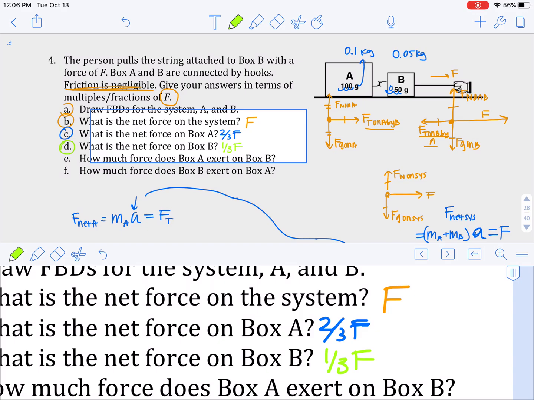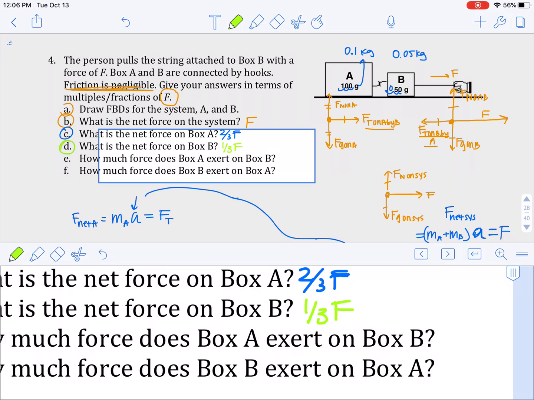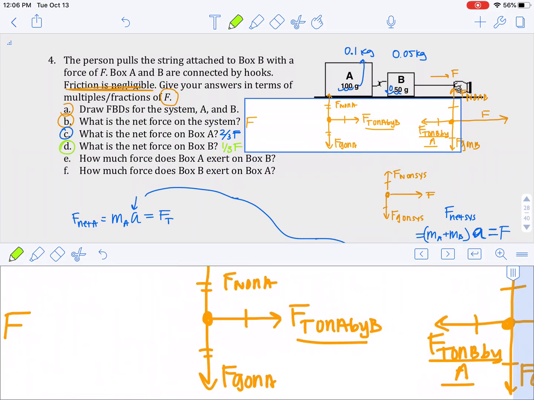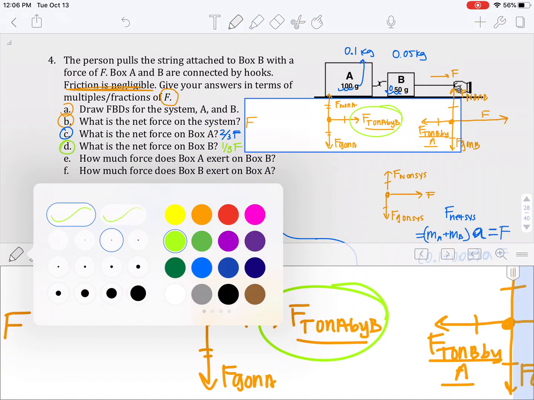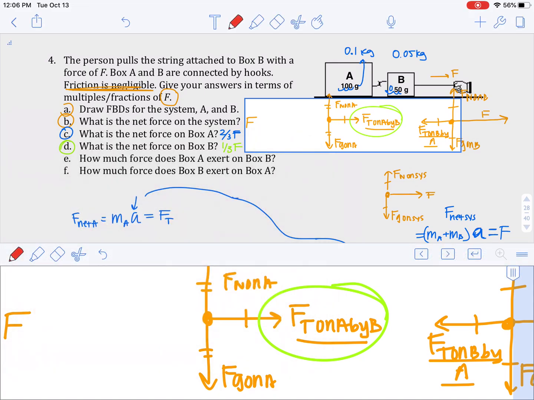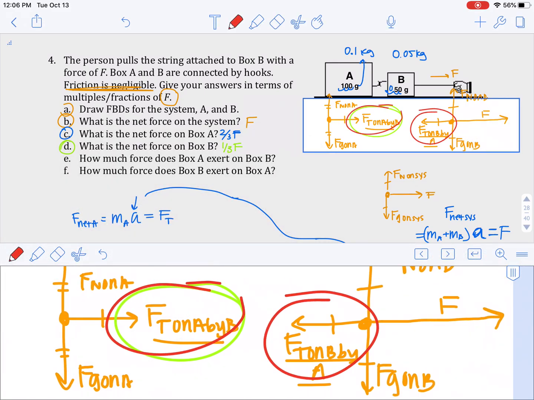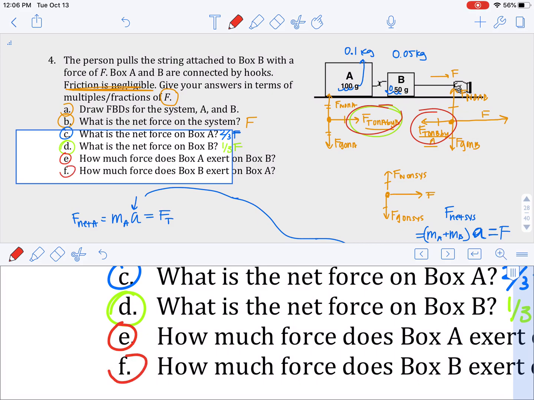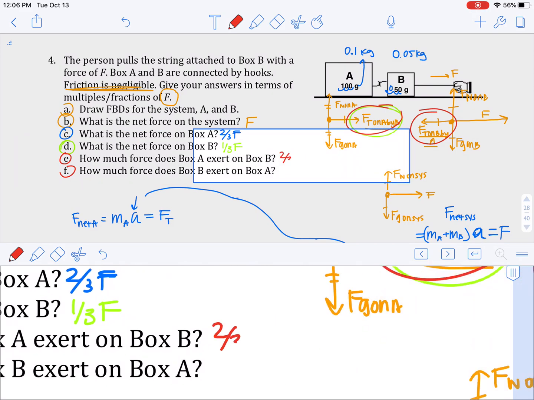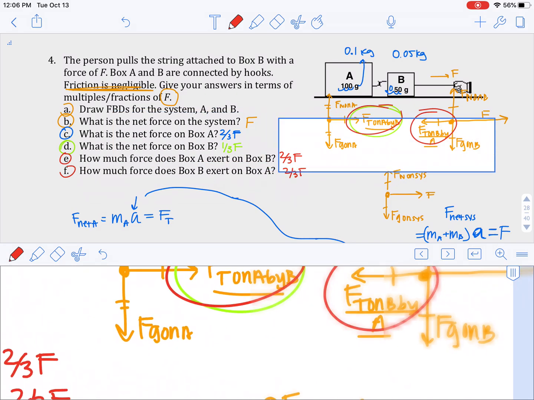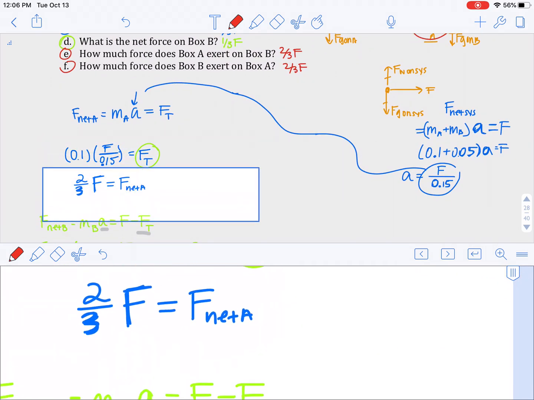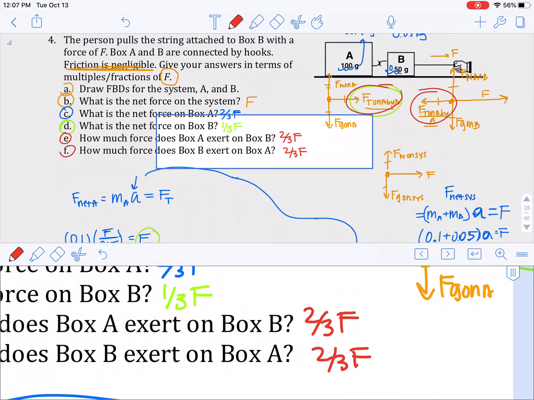So how much force does block A exert on box B? We know that that is this force, right? It is that force of tension on A by B, and this one is the same. So these two answers are going to be 2/3 F, 2/3 F. We already found that that force of tension was 2/3 F.